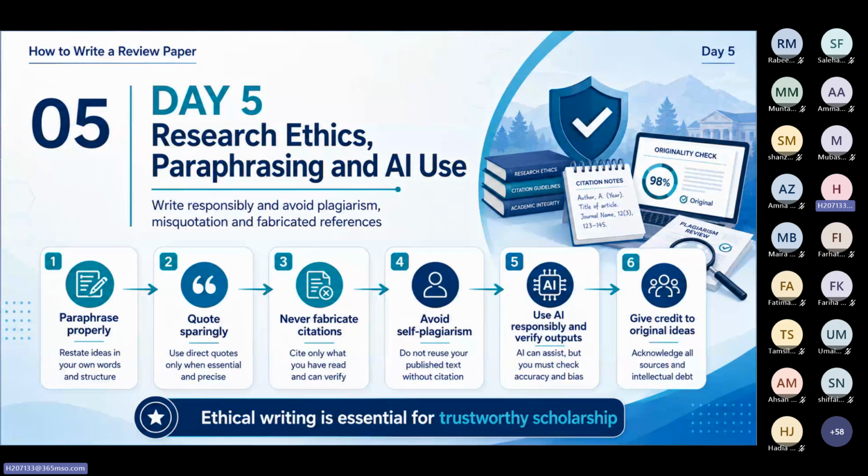Use AI responsibly and verify output. AI can assist, but you must check accuracy and bias. You must check the AI, because AI-generated text is not always correct. We have to correct it ourselves. AI is just a helping tool, not all in one. All in one is the human brain. AI cannot defeat the human brain.